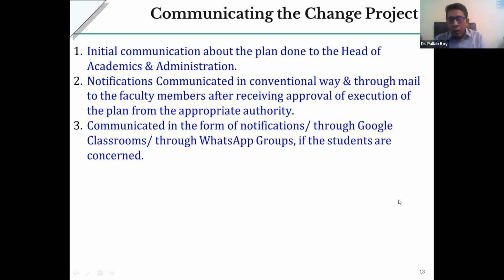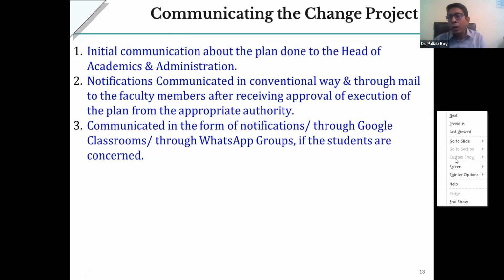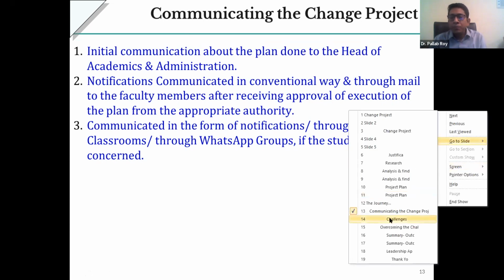Third, the communication wherever the students were concerned was done in the form of notifications again, or maybe through Google Classrooms. And you know, there are WhatsApp groups for each and every year right now. So through those groups, I communicated to them.